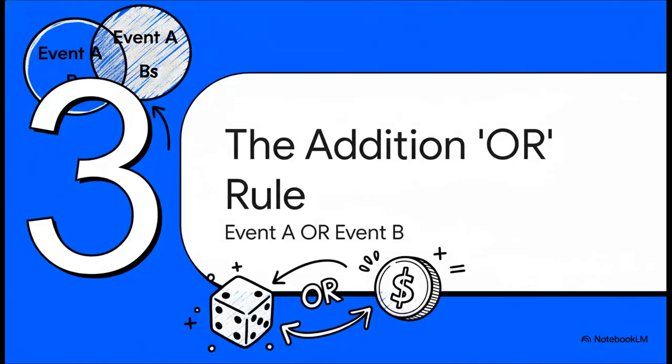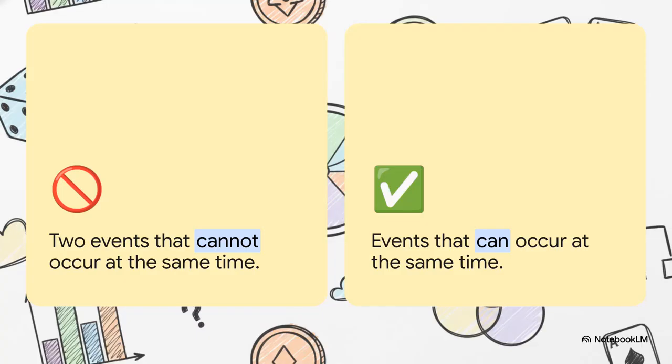Okay, things are about to get a little more complex. What happens when we want to know the probability of one thing or another thing happening? For that, we need a new tool called the addition rule. And the very first, most critical question you have to ask is this: can these 2 things happen at the same time? For instance, if you roll a die once, you can't get a 2 and a 3. It's impossible. So we call those mutually exclusive.